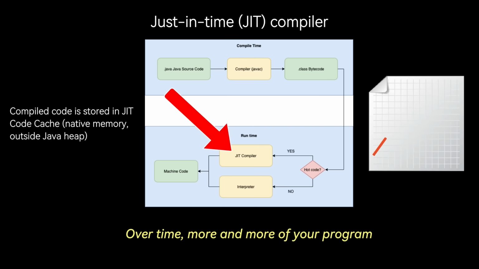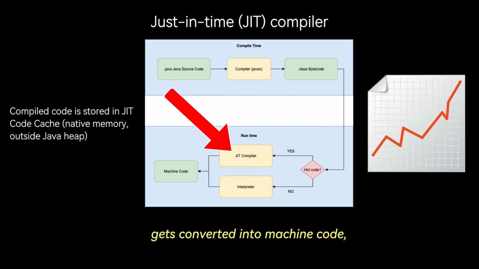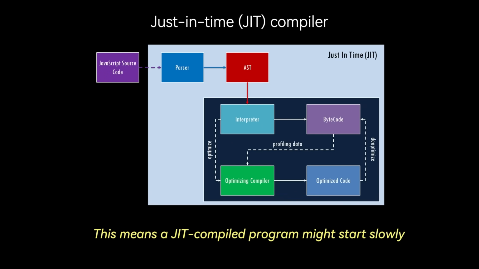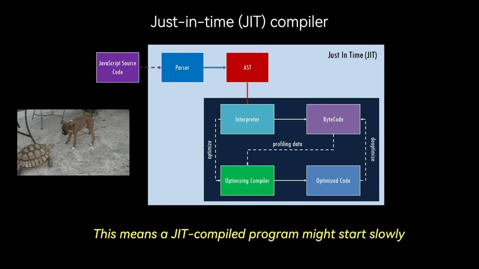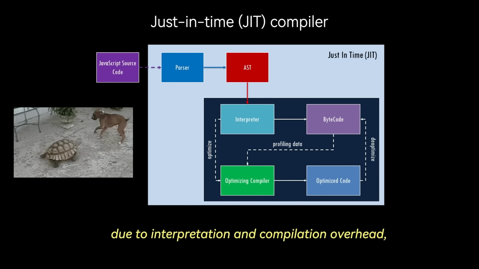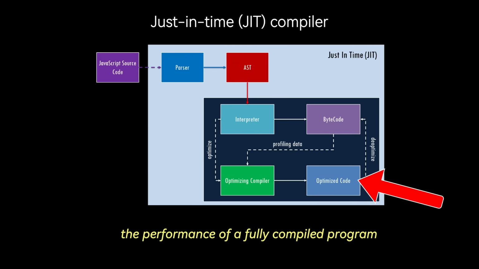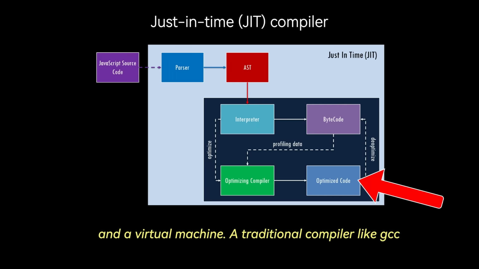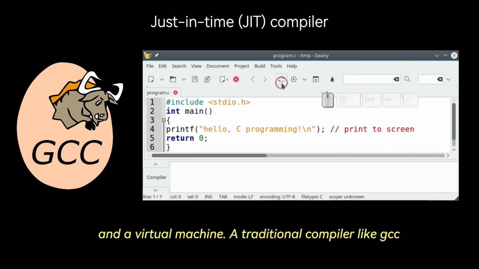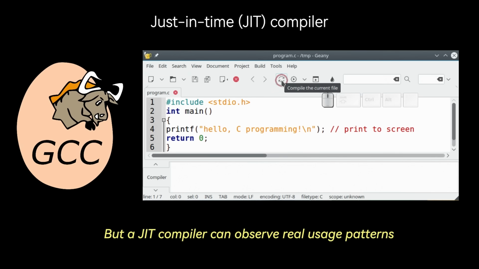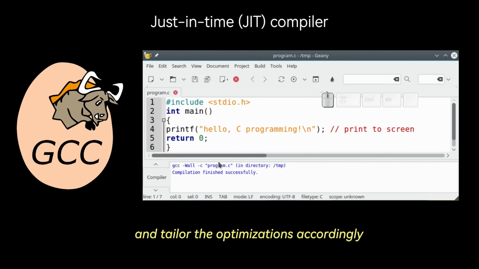Over time, more and more of your program gets converted into machine code, making it faster and faster the longer it runs. This means a JIT compiled program might start slowly due to interpretation and compilation overhead, but it can eventually approach the performance of a fully compiled program while still retaining the flexibility of bytecode and a virtual machine. A traditional compiler like GCC has to make decisions without knowing the actual usage patterns of the program, but a JIT compiler can observe real usage patterns and tailor the optimizations accordingly.